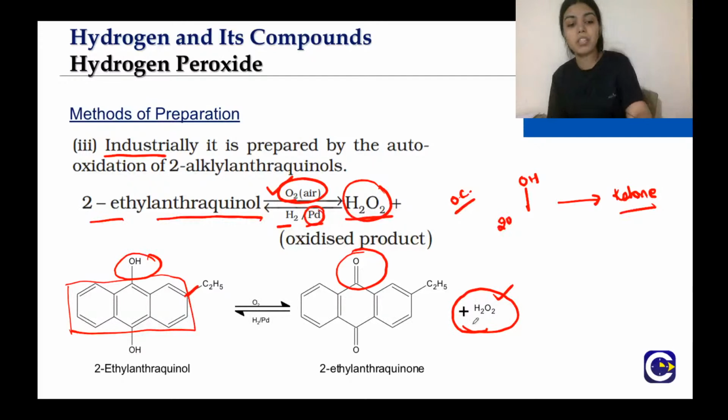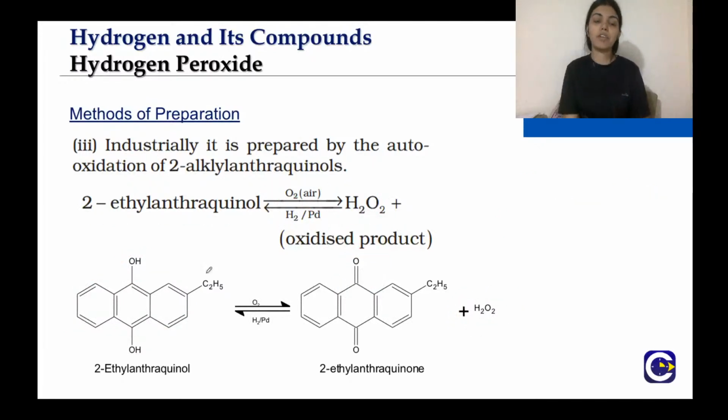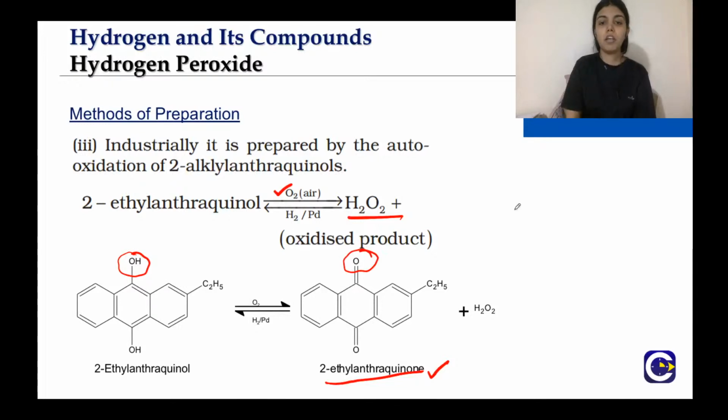So in this you just have to remember how peroxide is prepared industrially: 2-ethyl anthraquinol on reaction with air in the presence of hydrogen and palladium will give you H2O2 plus 2-ethyl anthraquinone. Okay, so alcohol has been changed to ketone. The one which has an OH group is known as alcohol. The one which has a C double bond O group is known as ketone. So this is a ketone and this is an alcohol.